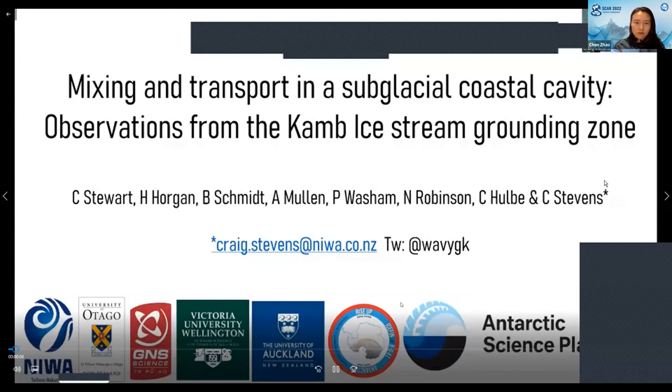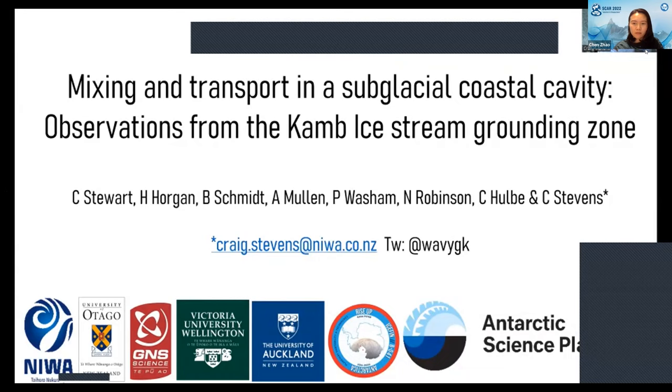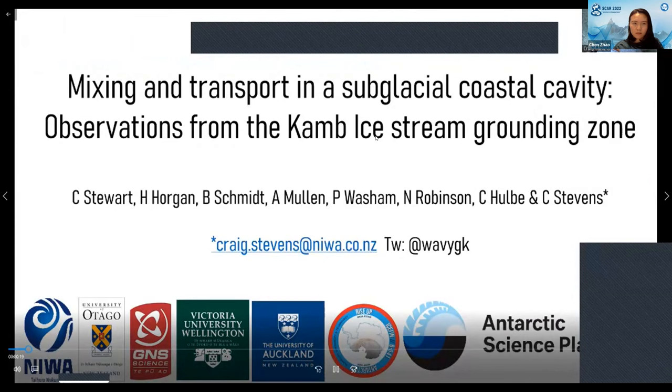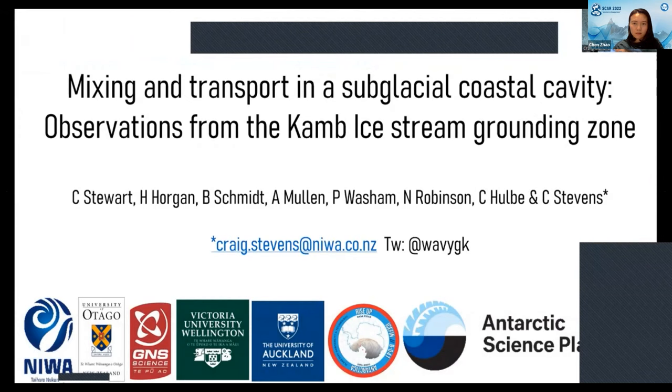Okay, thanks for coming along to my talk. I'm going to talk about some hydrographic observations beneath the West Antarctic ice sheet, right on the margin of the Ross Ice Shelf. It's a place called the Kamb Ice Stream. This work is funded by the New Zealand Antarctic Science Platform, and we've got collaborators from around New Zealand as well as Cornell in the US.